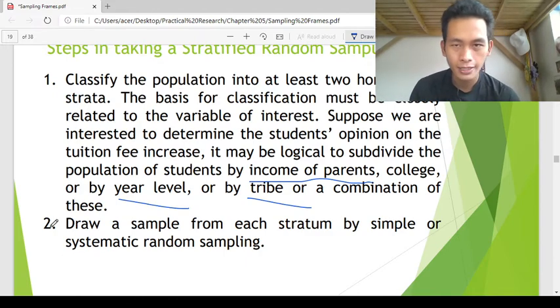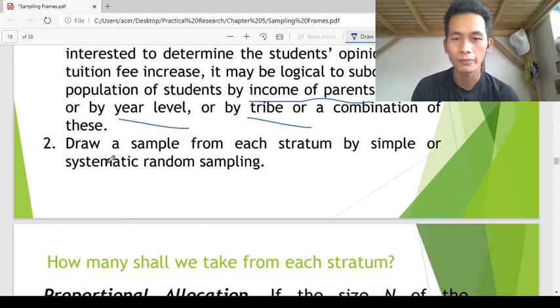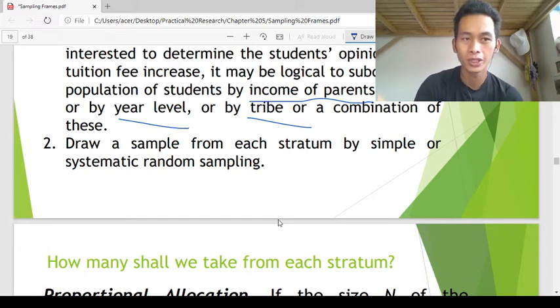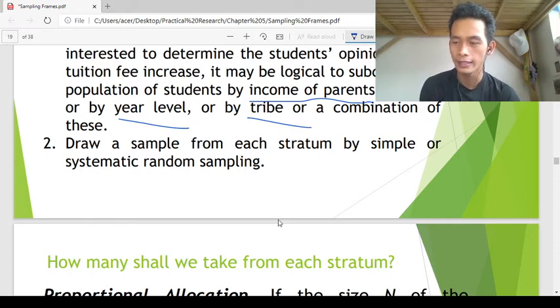Now, out from classifying at least two homogeneous strata, you have to draw a sample from each stratum by simple or systematic random sampling. So, stratified random sampling can use simple or systematic random sampling. The difference is, stratified random sampling classifies first. You stratify first, you classify, and the characteristics must be the same, right? Each stratum must have the same characteristics before drawing a sample, before drawing a sample to represent the entire stratum.